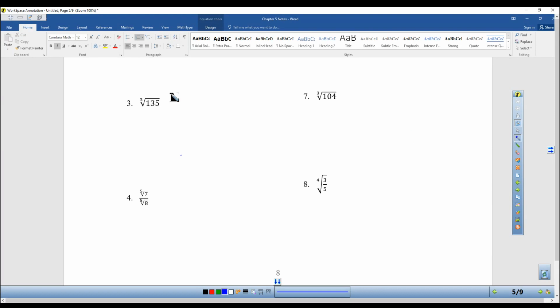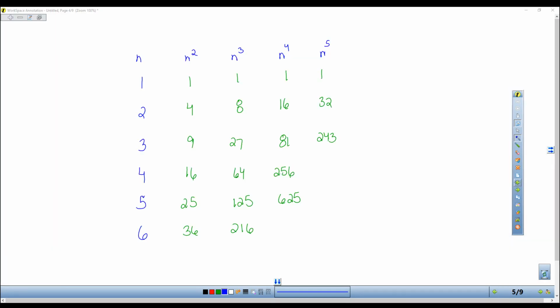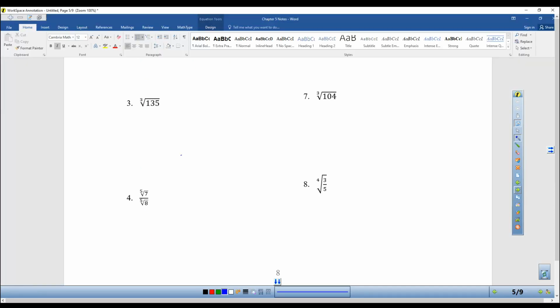So 135 is not a perfect cube. So I'm going to go back and look at these numbers, 1, 8, 27, 64, 125, and 216, and ask myself, do any of these look like they go into 135? Well, something like 8 is not my best choice. 1, 8, 27, 64. But I look at the 27 and I say, that might go into it. So I check it on my calculator, and sure enough, 27 does go into 135 5 times.